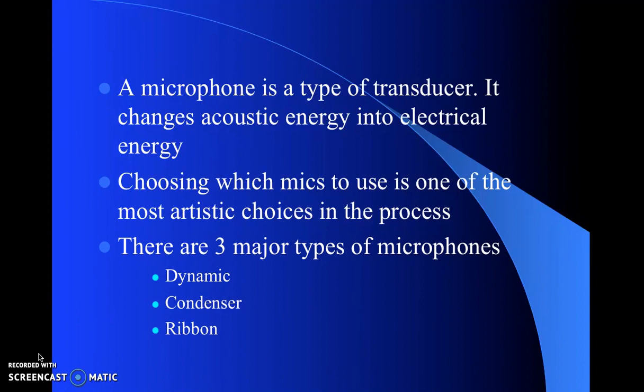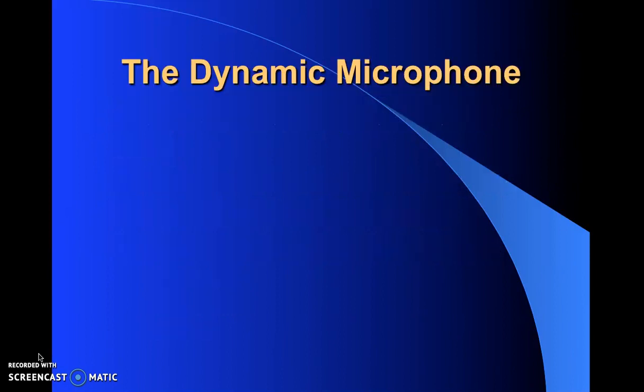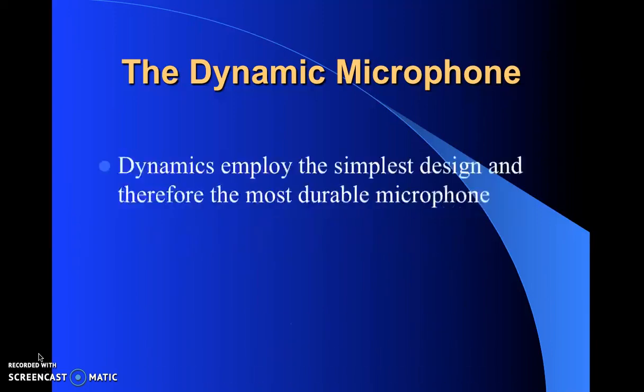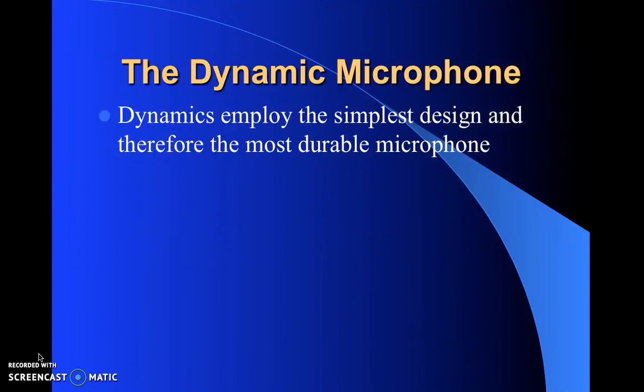So essentially there are three major types of microphones. There's the dynamic, the condenser, and the ribbon. You'll probably see dynamic and condenser microphones more than ribbon microphones. However, ribbons are still very common in the recording studio. So let's talk a little bit about dynamic microphones. Dynamic microphones are probably the simplest design, therefore probably the most durable microphone. I've actually seen dynamic microphones be thrown on the floor and they are picked up and they work perfectly.